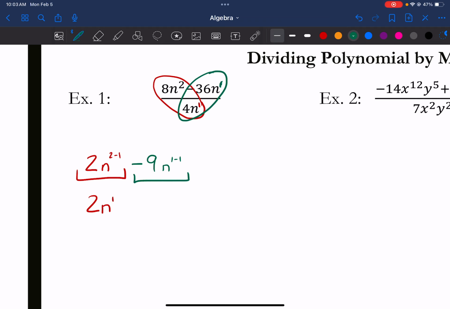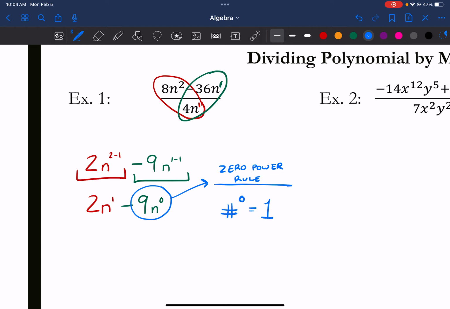We go and simplify this. This becomes negative 9 n to the 0 power. If you remember the 0 power rule, again, this is back to your exponent rules, any number raised to the power of 0 equals 1. So this essentially is just negative 9 times 1, which simplifies to just negative 9. This is your final answer.